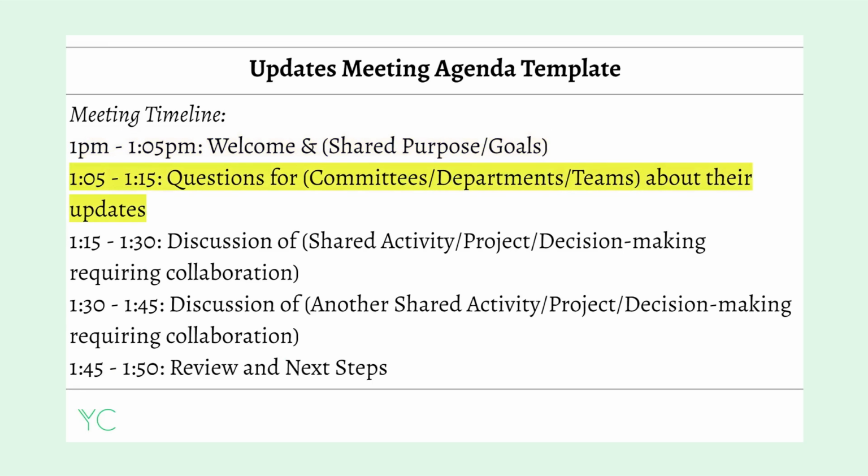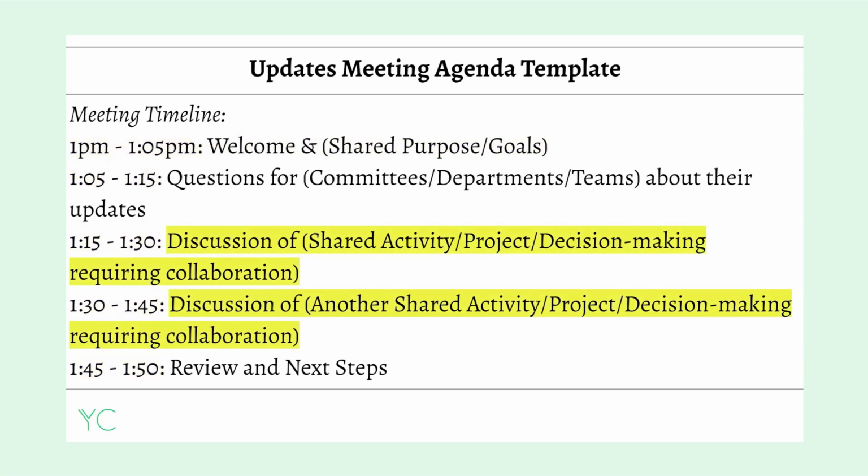Then we want to allow for a brief period of time early in the meeting for any questions about or discussion of those updates that we've shared. You can add set amounts of time for each agenda item to ensure time is spent discussing collaborative items rather than rehashing updates. Add any topics that require collaboration, such as discussions of group activities or projects, or topics requiring shared decision-making. This is where you should spend most of the meeting's time.